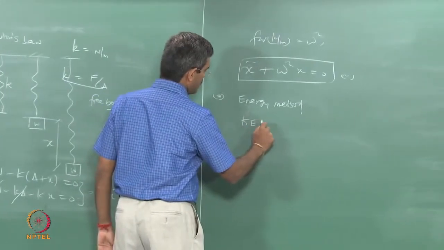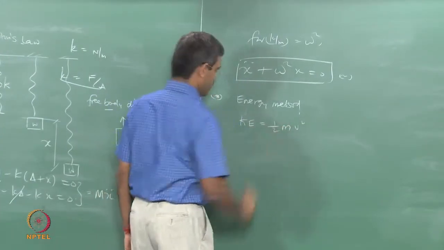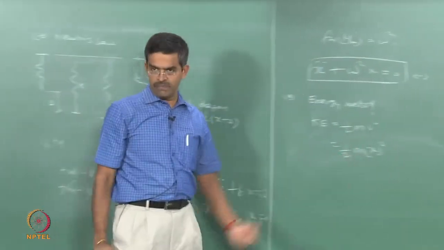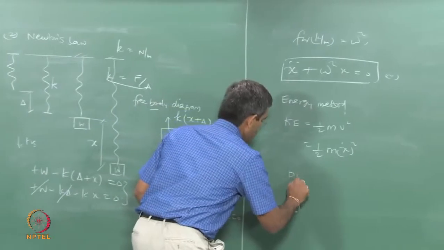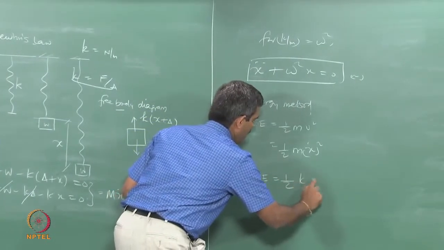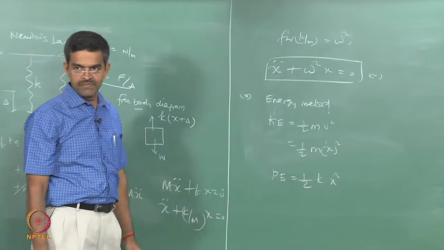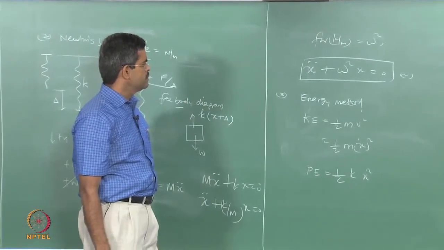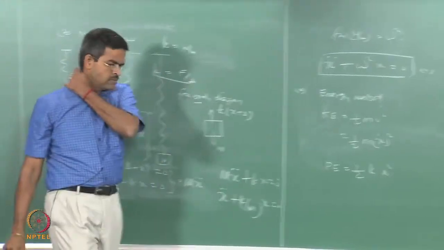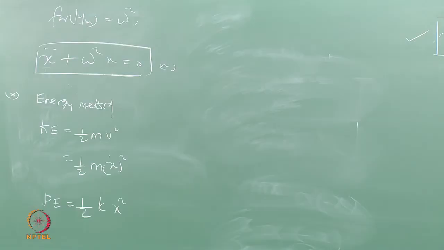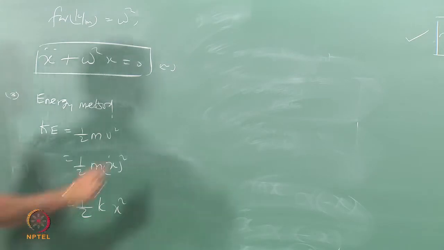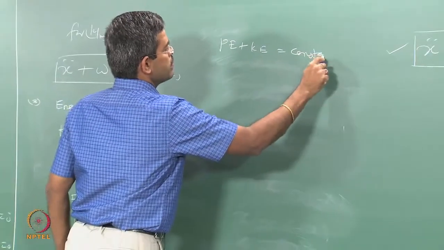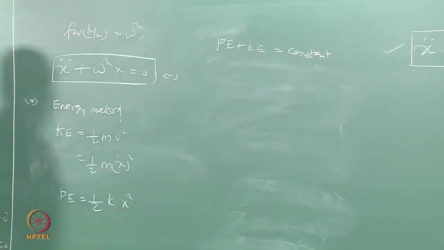Let us say kinetic energy can be expressed as half m v square. We already know it is half m x dot square because x dot is the velocity. Potential energy is half k x square for a spring system. The sum of energy in a given system has to remain constant. Law of conservation of energy.